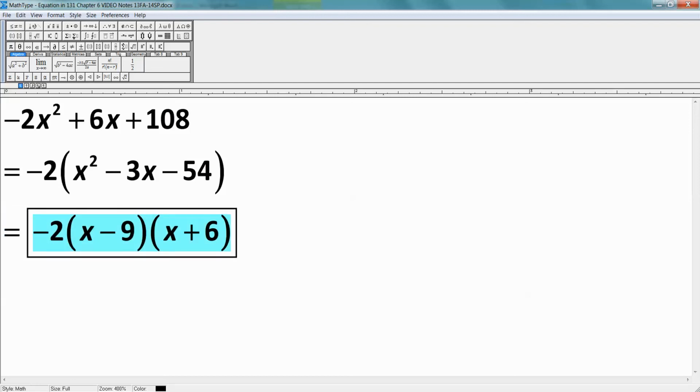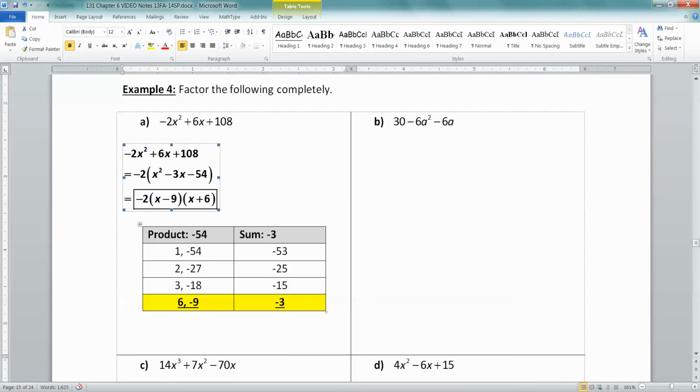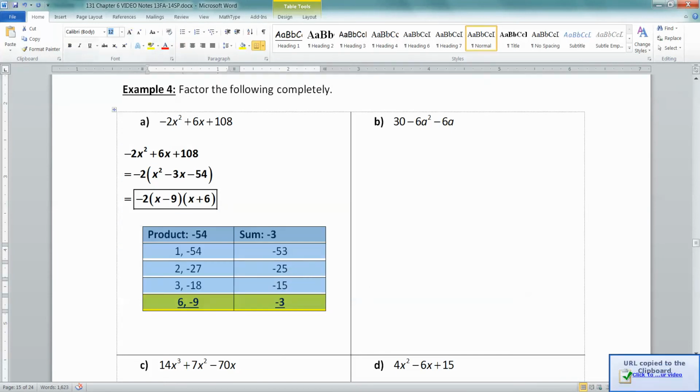So I had a GCF and then a trinomial factoring on top of that. So I had 2 for the price of 1 on that one.